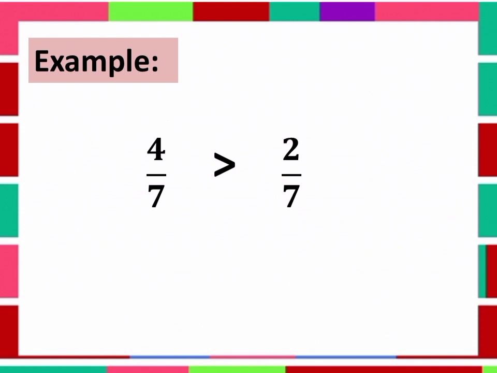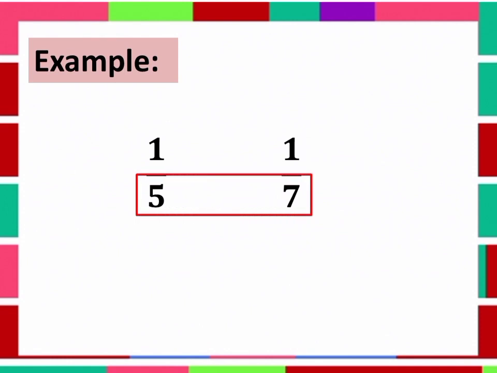Okay, next. 1 over 5 and 1 over 7. So dito naman, yung numerator nila ay pareha. Magkaiba ang kanilang denominator. So, ang sabi niya, titingnan mo daw ang kanyang denominator. So, yung number na may mas mababang denominator, siya yung mataas. So, the answer is greater than. So, 1 over 5 is greater than 1 over 7.